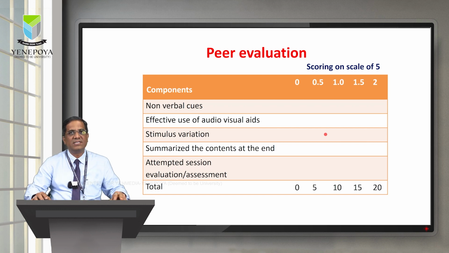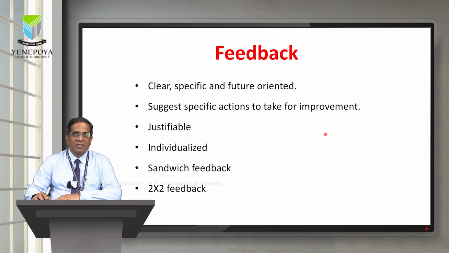Now, in giving feedback we have to be very clear, specific and future oriented. It should be feed forward, showing how it should be done. It should have actionable points to improve, be justifiable, and be individual specific. There are different models of giving feedback, because people will appreciate it if you recognize what is good about the lesson delivered. In sandwich feedback, you say that it is good, but there are some areas you can improve, but overall it is very good. That we call a sandwich feedback.